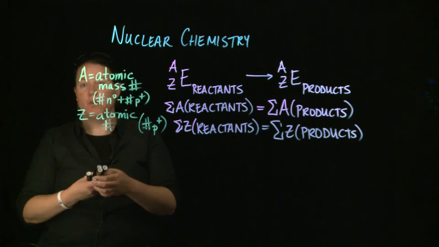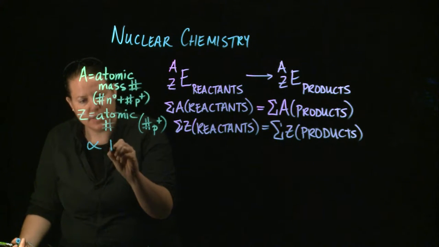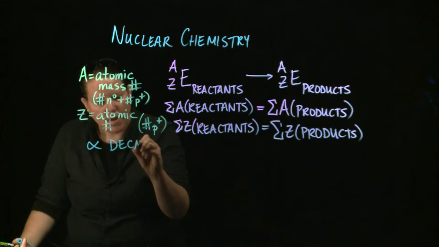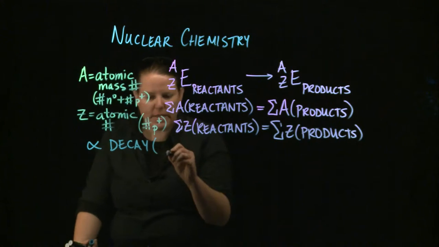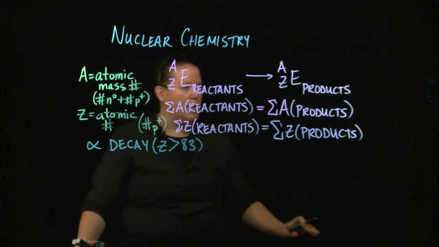So there are multiple kinds of nuclear reactions. Let's talk about each of them, all right? So alpha decays, which happen anytime the atomic number is greater than 83, okay?